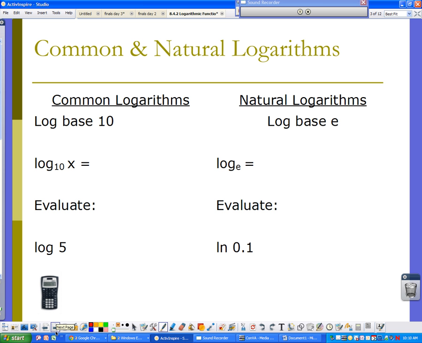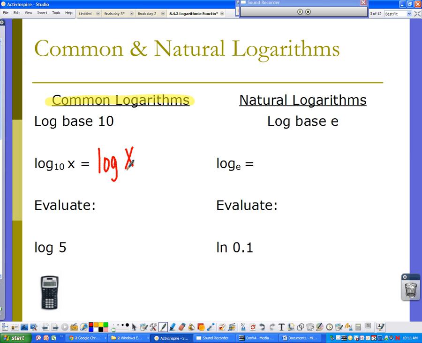Now, if you'll remember, a common log is any log that has a base 10. So in other words, it's going to look like log base 10 equals x. And the way we're actually going to write that is you're just going to write log and then x. So if there's not a base on there, the base is going to be 10. Okay, and we can actually evaluate these.